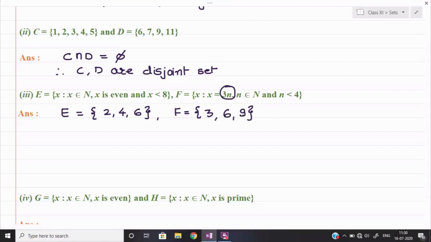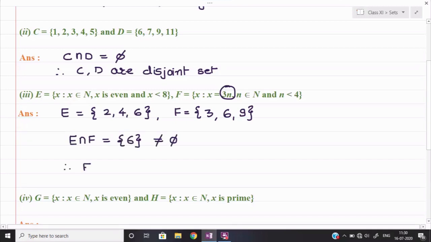Okay. Now we shall find the value of E intersection F. So E intersection F is equal to, observe, one element is common, that is 6, and hence we can say that it is not equal to the empty set. So therefore E and F are not disjoint sets.